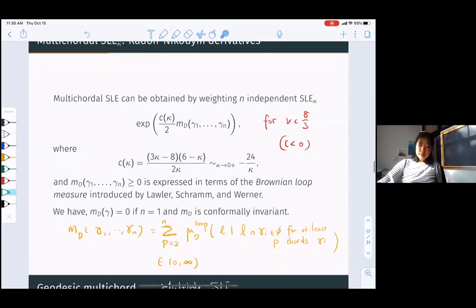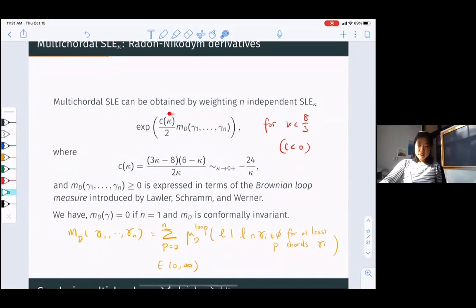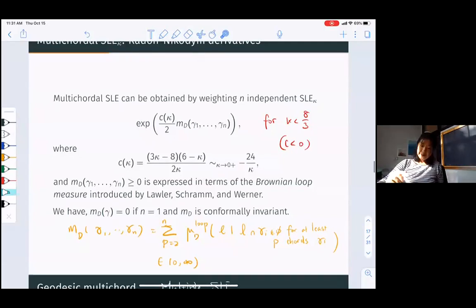And here, this is the formula for the Radon-Nikodym derivative when kappa is less than 8/3, where the central charge is negative. When the central charge is positive, there will also be an indicator function restricting to curves that don't intersect each other. So it doesn't matter here. And what is this M? M is a quantity that is expressed in terms of the Brownian loop measure.